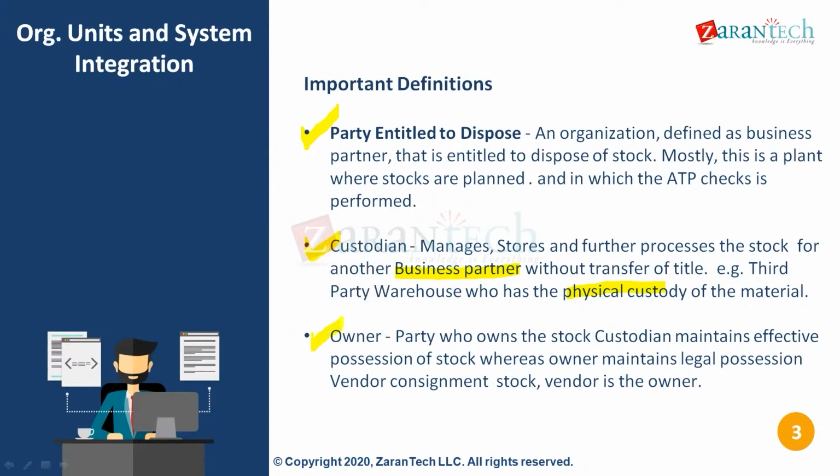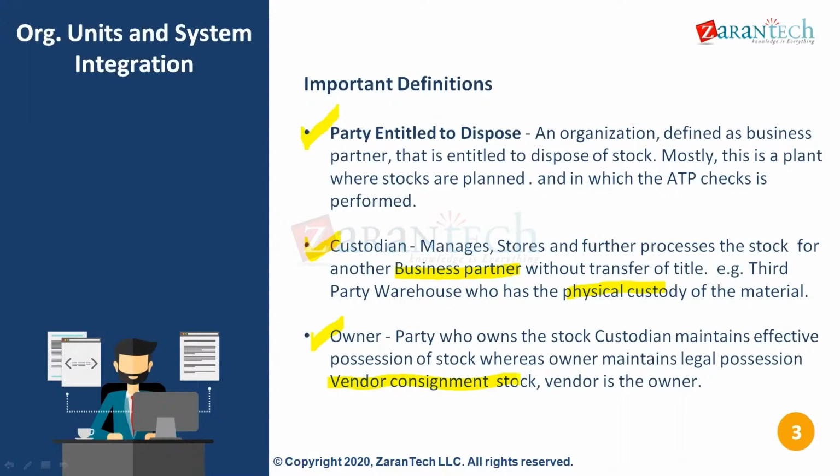When we look at a stock, you'll come across another definition called owner. So what is owner? Owner is a party or a business partner. So all these three are business partners. Okay, who owns the stock? See, custodian may be in physical possession, but it can be legally owned by someone else. Our example is vendor consignment. So in your vendor consignment stock, when you look into it in EWM, most of you are familiar, when we see a vendor consignment stock, we see the vendor's code and we'll see a special stock category as K.